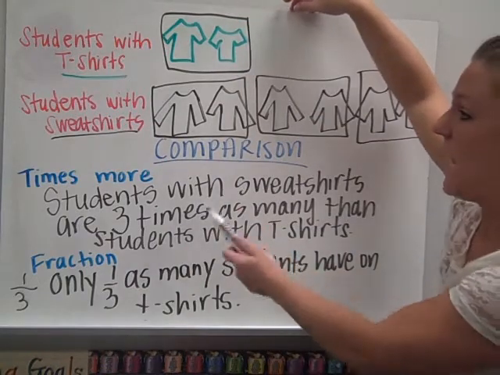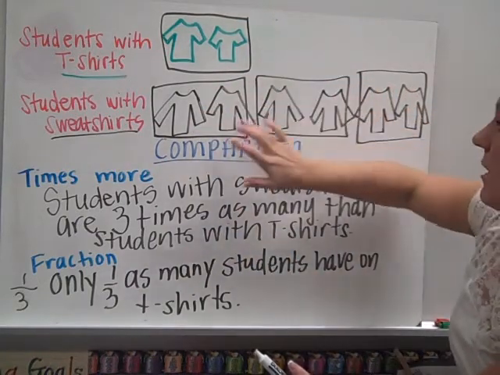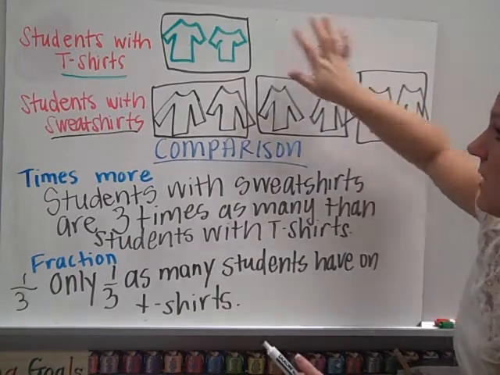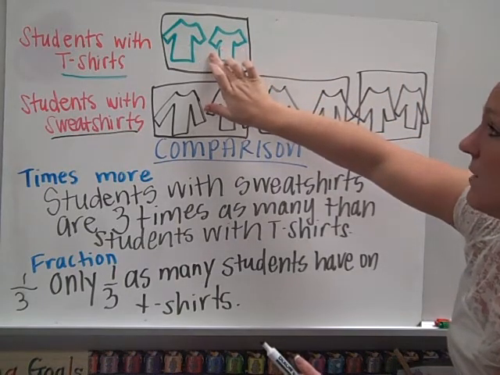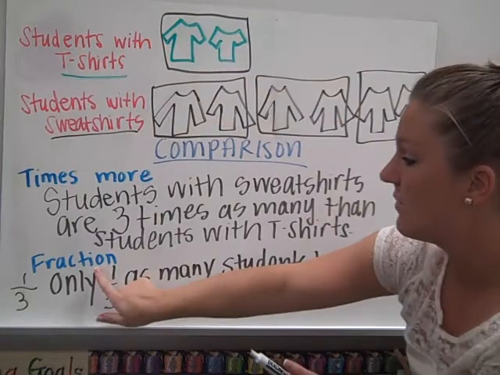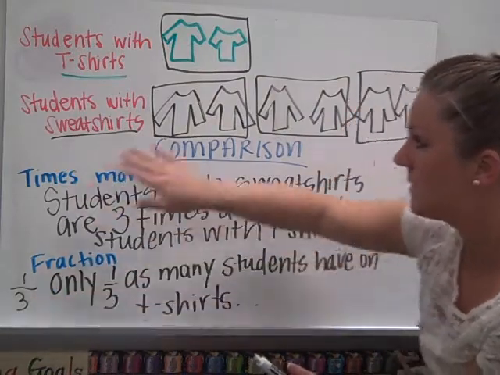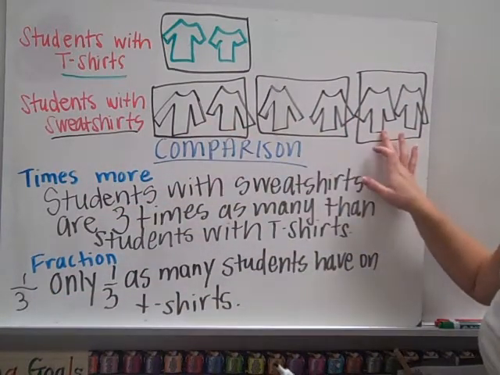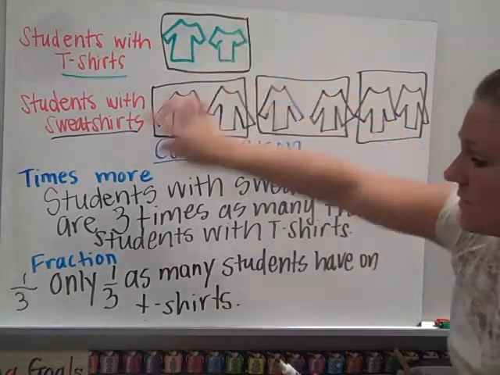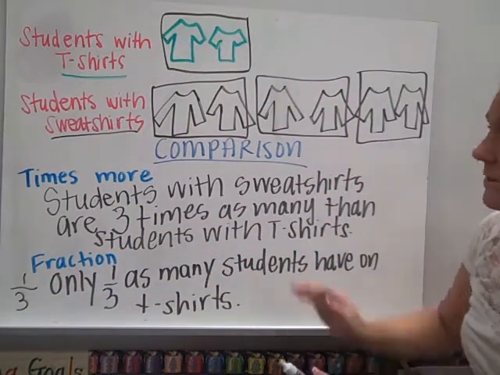Alright, so again, times more, you look at the bottom, you have 1, 2, 3 times as many groups of this as this top one that has only 1. And the fractional piece, you get 1/3 because there are 3 total groups, and the t-shirts only represents one of those groups.